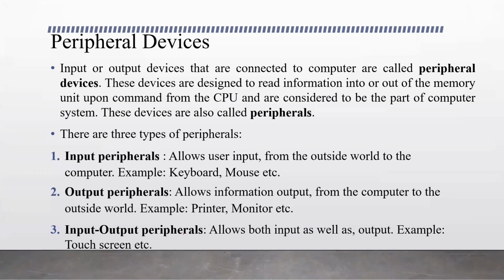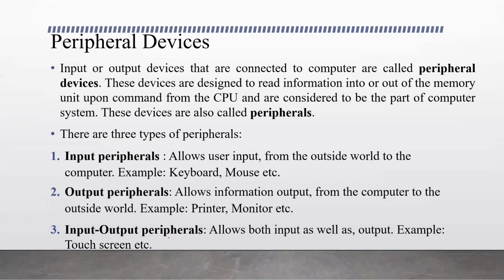And the third type is input-output peripherals. This allows both input as well as output. A single device can be used to give input and output. Example: touch screen. Monitors are called output devices, but nowadays we are using touch screen devices. So by touch, we can give the input to the computer. Screen monitors also act as output devices by showing the result.